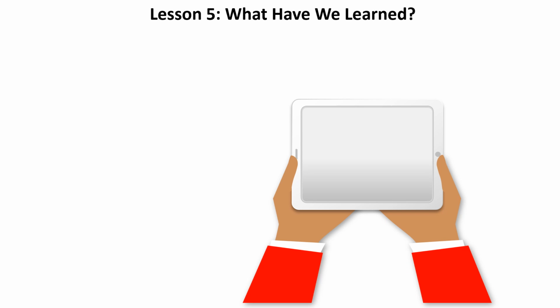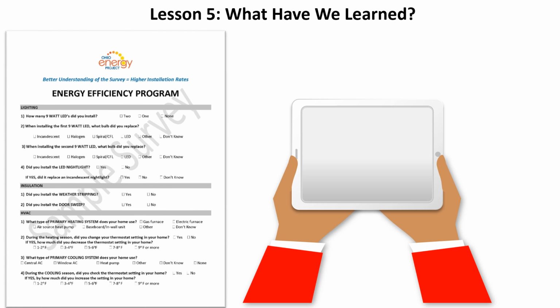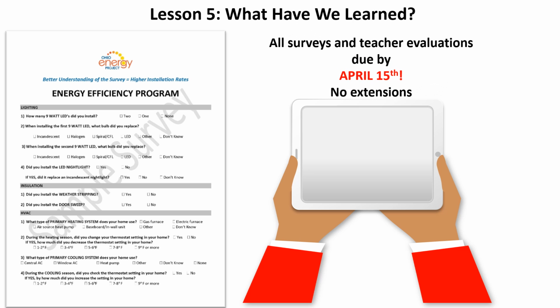Lesson 5, What have we learned? The Family Installation Survey will work the same as last year. It will be made available on the Ohio Energy Project website, as well as be available for download and distribution in hard copy. All surveys and teacher evaluations are due by April 15th. No extensions will be granted. Stipends and following year program eligibility will again be based on survey return. You will receive $100 if you return 50% of your surveys and $200 if you return 75% of your surveys.